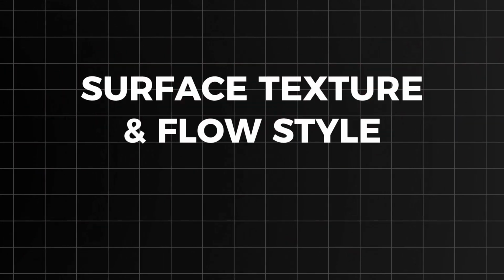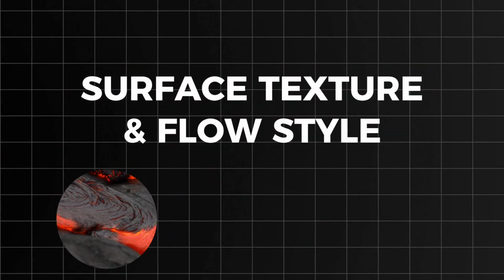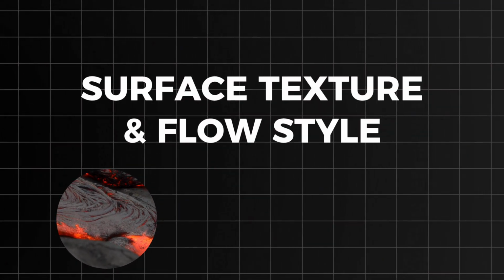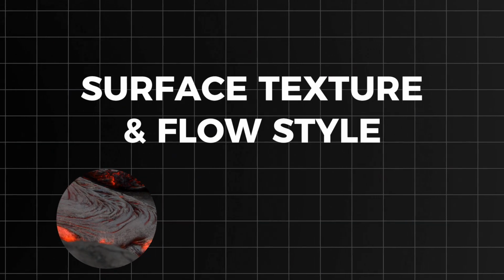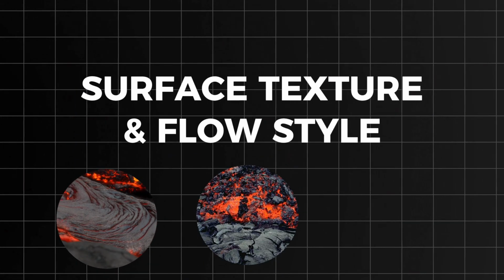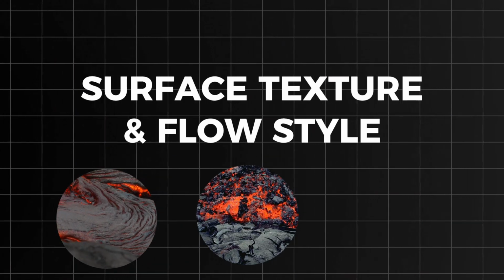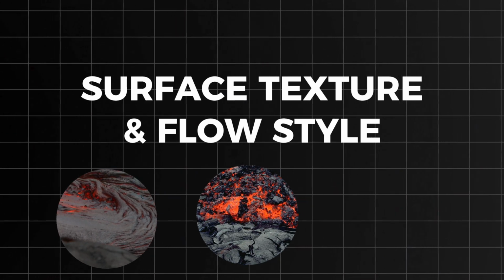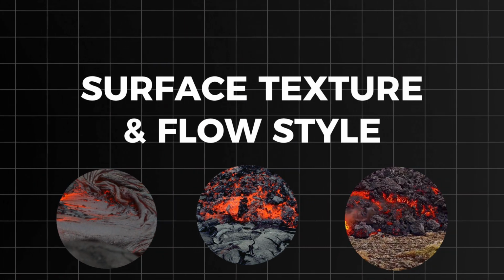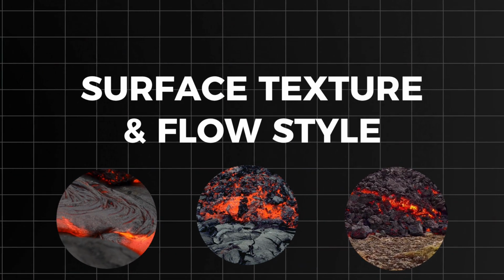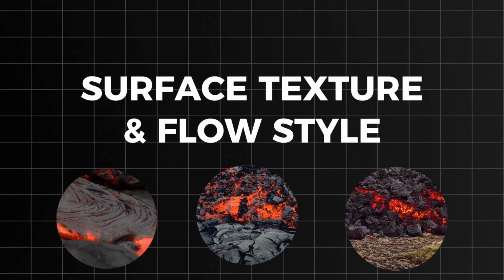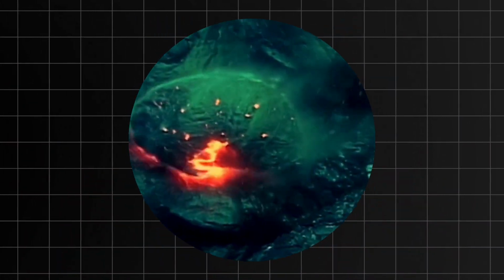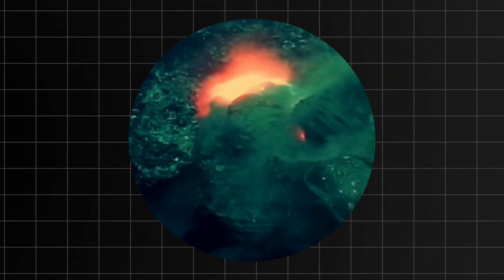Lava can also be classified by surface texture and flow style. Pahoehoe is smooth, billowy, or ropey lava formed from hotter, more fluid basaltic magma. A'a is rough, jagged, and clinkery, produced by cooler, more viscous basaltic lava. Blocky lava is thick, slow-moving, and breaks into large angular blocks, common in andesitic and rhyolitic flows. Pillow lava forms rounded lobes when lava erupts underwater.